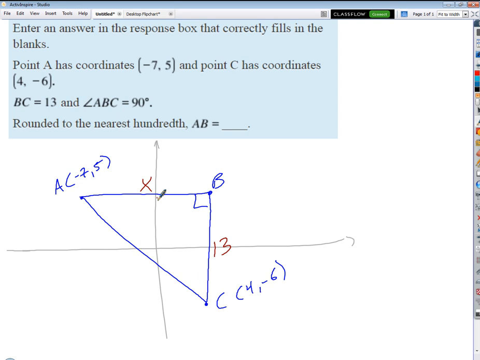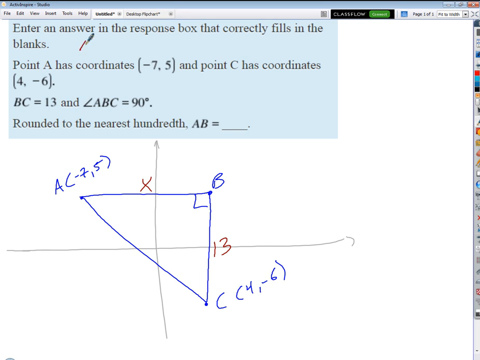Do we know the length of segment AC? We don't know it directly, but we could sure find it, couldn't we? Because we know the coordinates of A and C. And so how would we find the length of that segment if we know the coordinates of A and C? Plug it into what? Okay, kind of. Into the distance formula, which is our Pythagorean distance formula, right? So we know the coordinates of A, we know the coordinates of C.